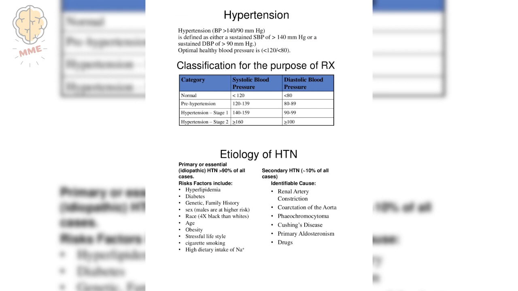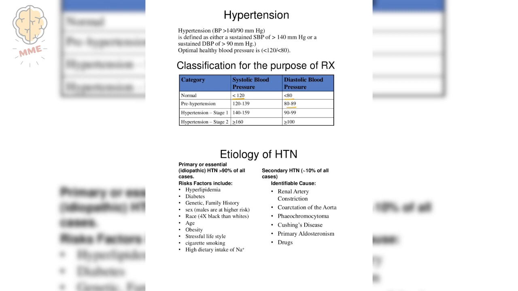Now, before going to the pharmacology part of hypertension, I would like you to know what is hypertension. Hypertension is blood pressure more than 140 by 90 millimeter of mercury. Normal should range between 120 to 80. Prehypertension ranges between 120 to 139 systolic blood pressure, that is, and diastolic blood pressure should range between 80 to 89 for prehypertension. And the main hypertension can be divided into two stages.